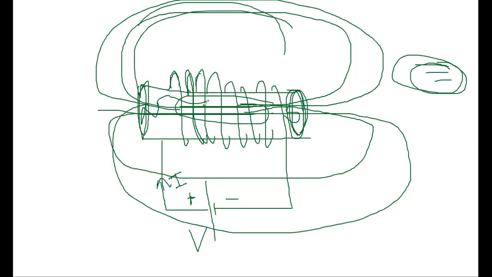Getting my point? Inside the solenoid, field lines are parallel to each other. Therefore, the field is uniform inside the solenoid. Please remember, inside the solenoid the field is uniform. It means at this point of the solenoid, the field is same. At this point also same, at this point also same, at this point also same.